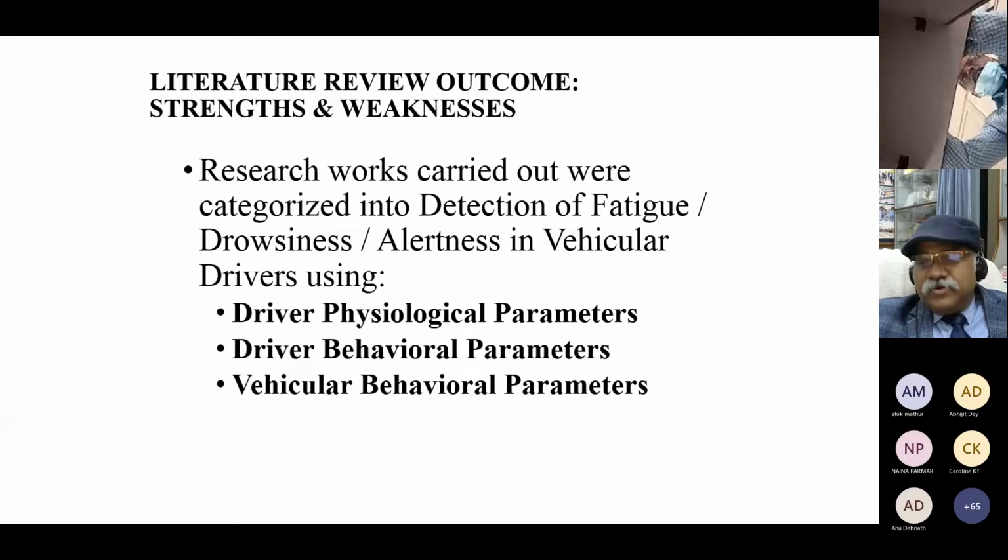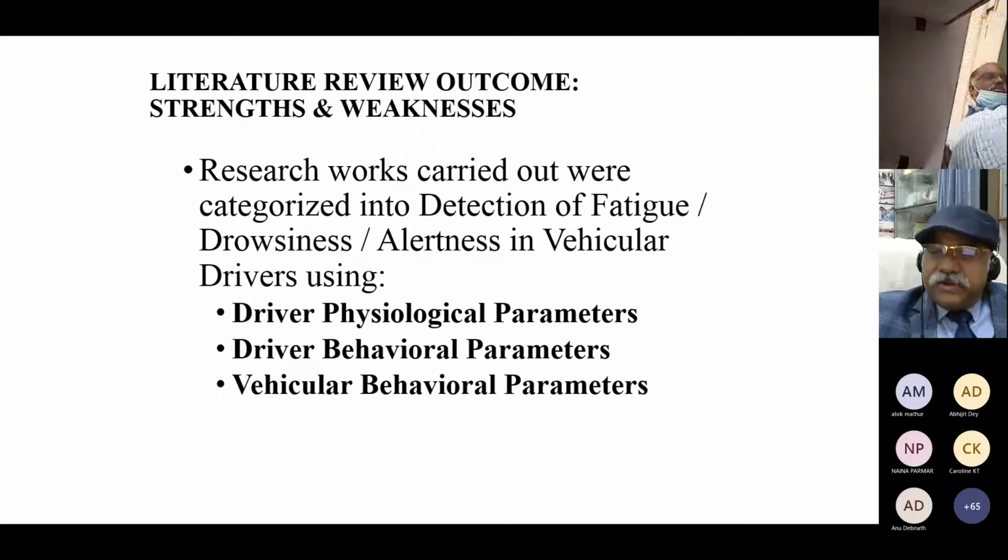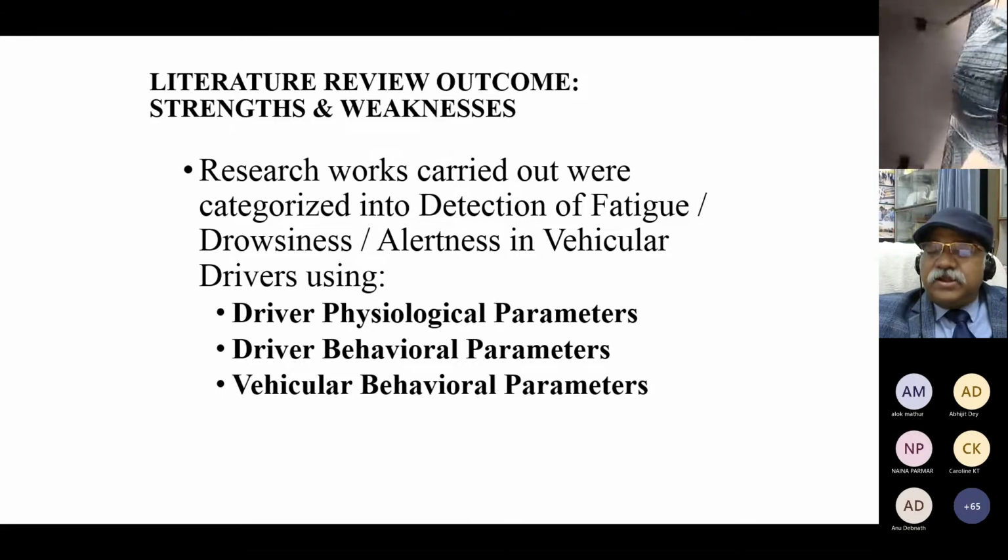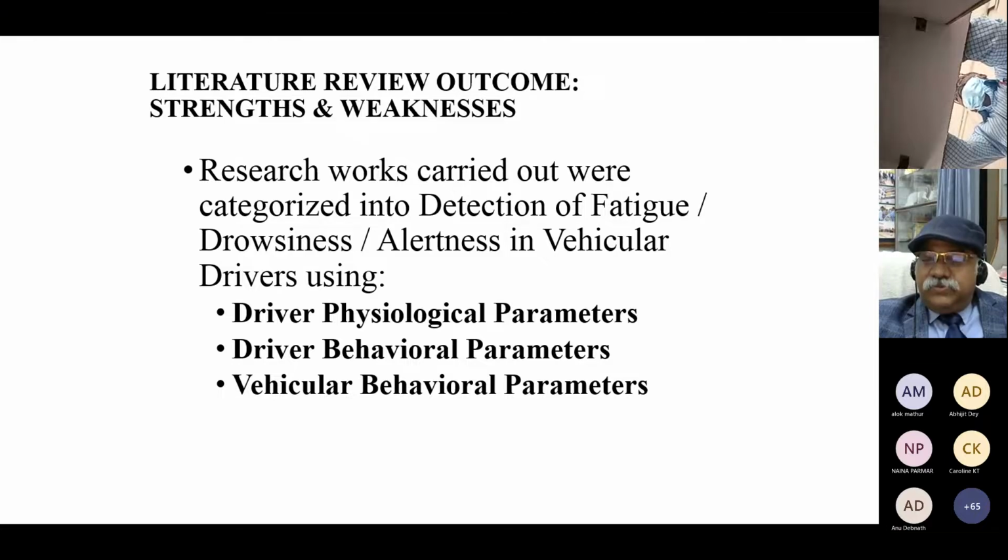So the literature review fetched three kinds of parameters for study. First, the driver physiological parameters, like EEG, ECG, EOG, skin conductance, temperature, BP, respiration rate, or oxygen level. These are different physiological parameters. Then driver behavioral parameters: how active is the driver, what is the speed of moving the head, moving the eyes, opening and closing the eyes, blinking, like that.